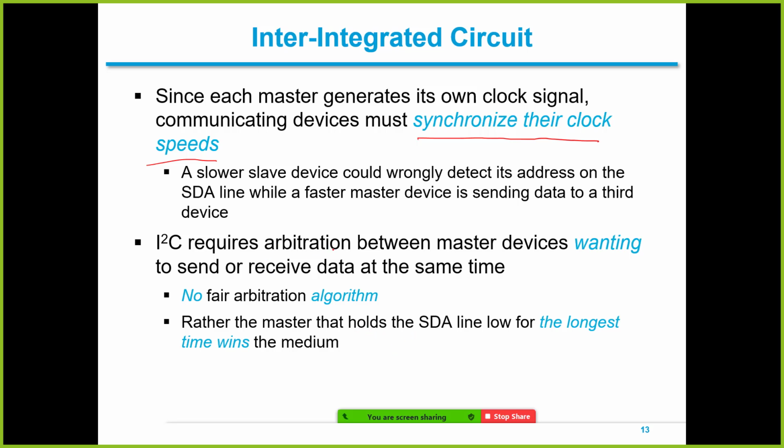So I2C requires arbitration between master devices wanting to send or receive data at the same time. There's no fair arbitration algorithm. Rather, the master that holds the SDA line low for the longest time wins the medium.